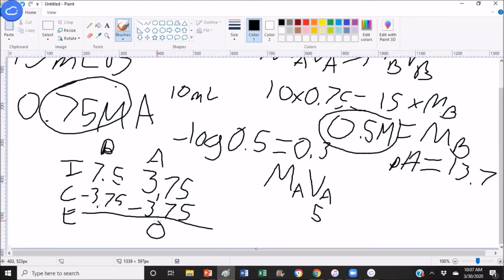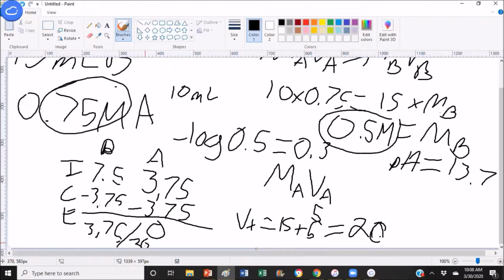So we have 0 acid left and 3.75 moles of base. Now, what is our concentration of hydroxide? That's moles, but molarity is moles divided by volume. So I went from 15 mL and I added 5 mL, so V total is 15 plus 5, which is 20. 3.75 divided by 20 is 0.1875.